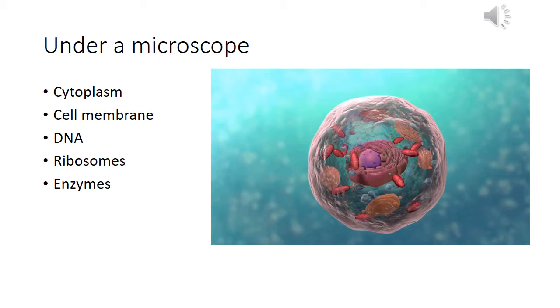There will be ribosomes where we can create things from the DNA, and we'll have enzymes that will catalyze the different chemical reactions within the cells. Other cells, plant cells, might then have additional stuff like chloroplasts, but these 5 things are the things that are similar for all living organisms.